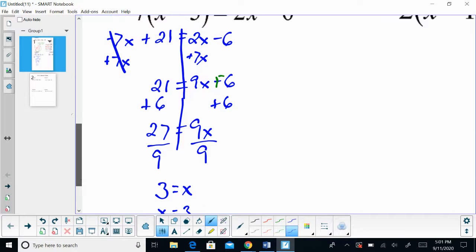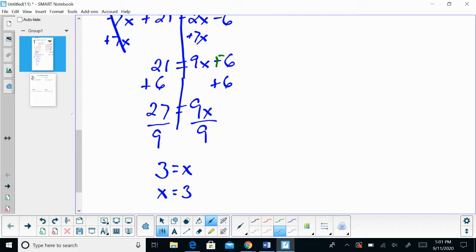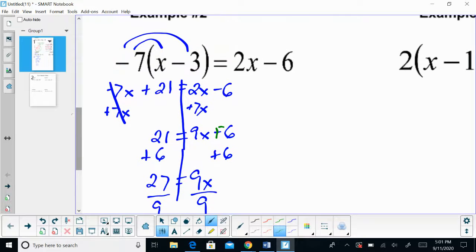Now I'm ready for the final step, which is to check my answer. To do this, I'm going to go back to the top. I'm going to plug 3 in for my x value here and here. So I have negative 7 times 3 minus 3 equals 2 times 3 minus 6.